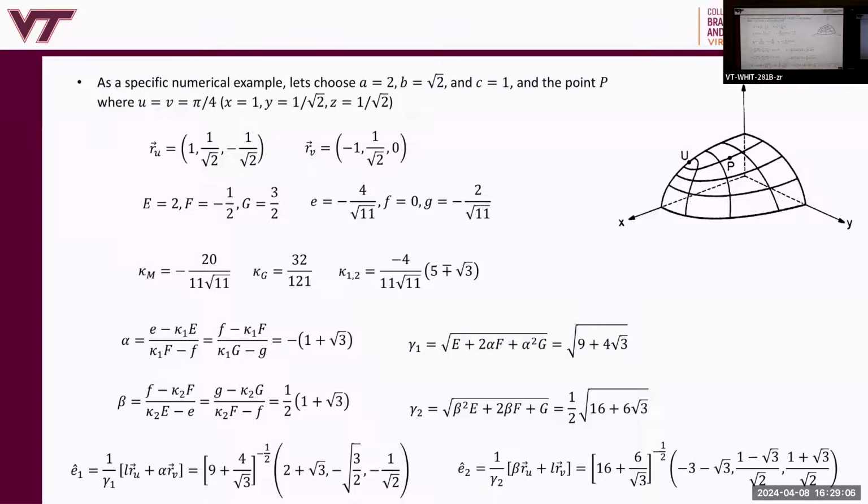okay, this point P here is the umbilic point, right? So at that particular point, the curvature is the same in this direction as it is in that direction, yeah?